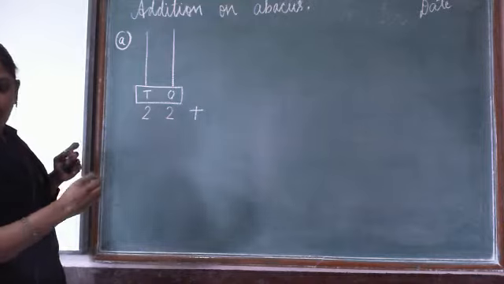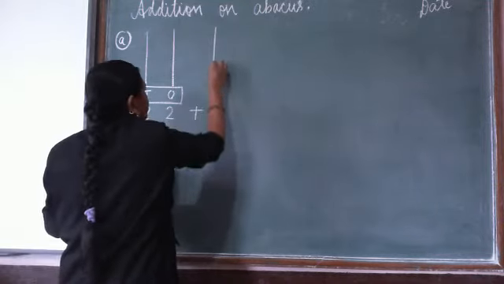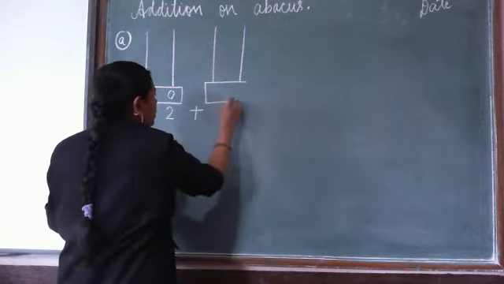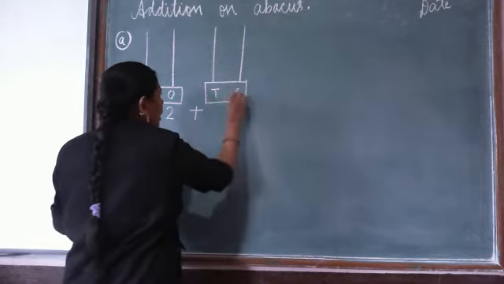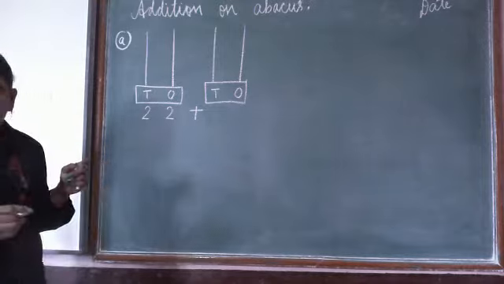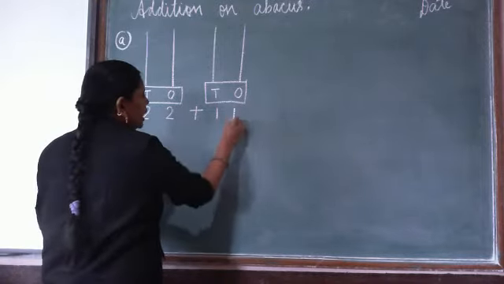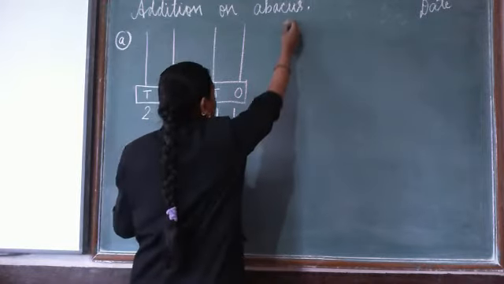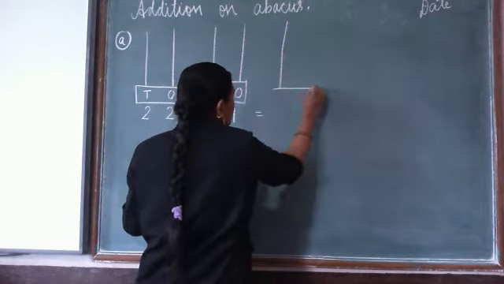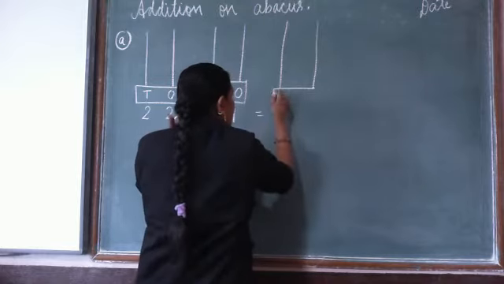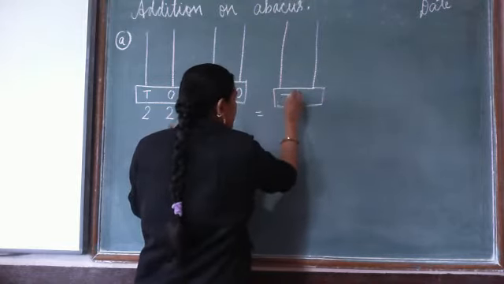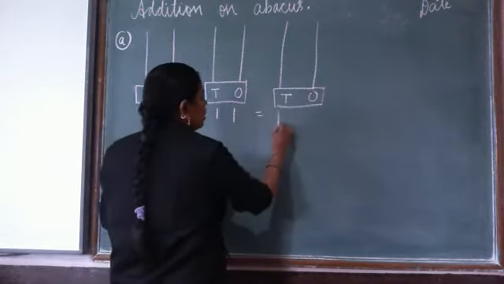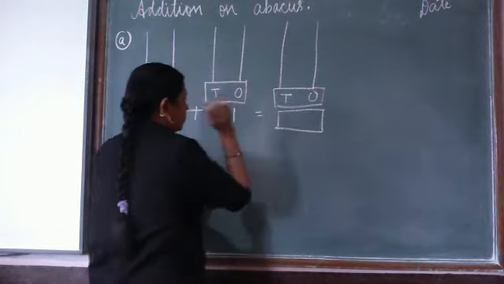Plus. Make one more abacus. T and O. And what is the number here? 11. Then put the equals sign here. Make one more abacus. Right here also T and O. And you have to write the answer here. Okay. What is the answer?